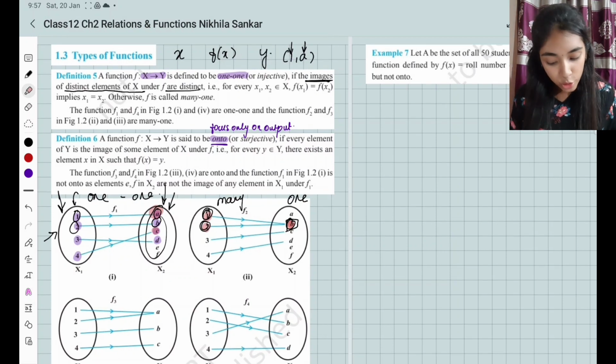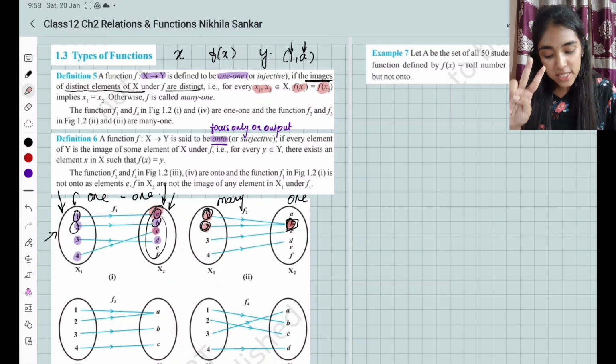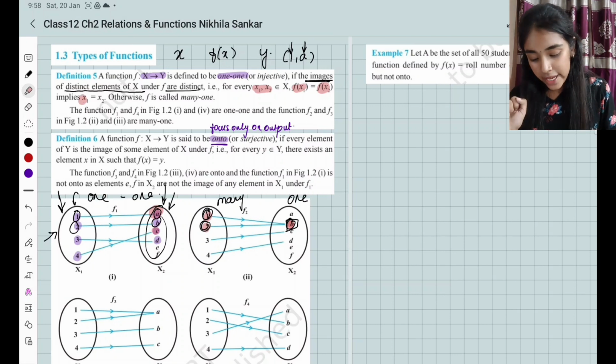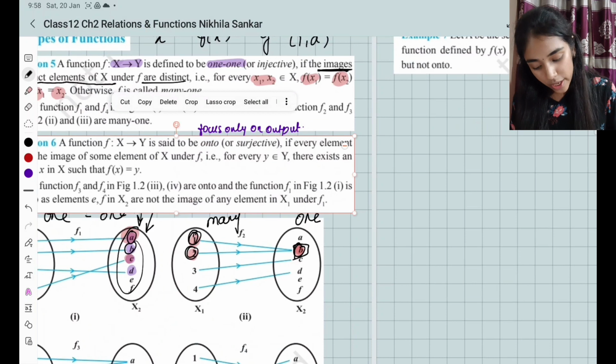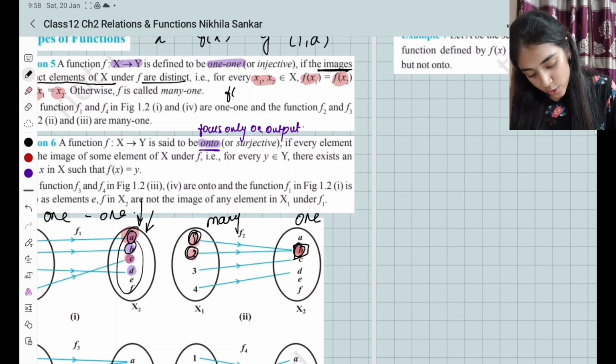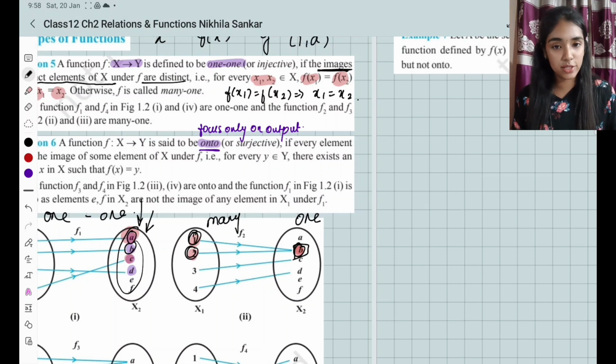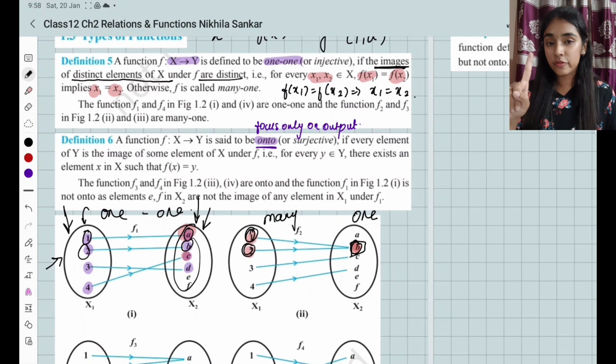1 to 1. How do you prove? For every x1, x2. ரெண்டு எடுத்துக்க போறோம். You have f of x1 equals f of x2. இந்த மாதிரி இருந்ததுனா, if you have f of x1 equals f of x2, then you have x1 equals x2. Okay, so this is the proof you have to remember. So you have f of x1 equals f of x2, then this means that x1 equals x2. Okay, so இந்த மாதிரி தான் நம்ம 1 1 function prove பண்ண போறோம்.